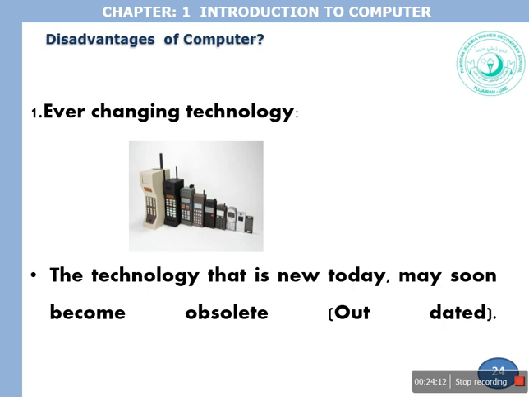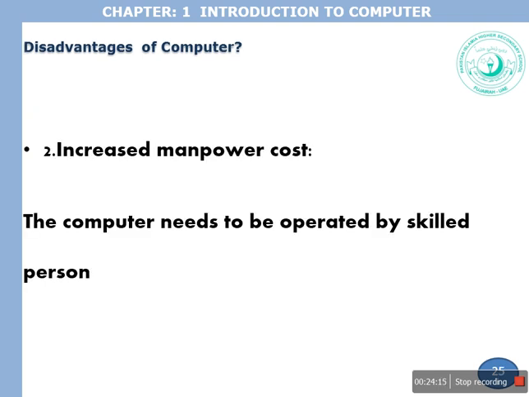The computer is a dynamic technology, it is not a static technology. It also increases the manpower cost. Manpower cost means the computer needs to be operated by a skilled person. So if you don't have a skilled person, either you have to train that person or you have to replace him or her with a skilled person. But this has led to an increase in manpower cost for organizations. Due to the inherent risk, huge expenditures are made to ensure data security.